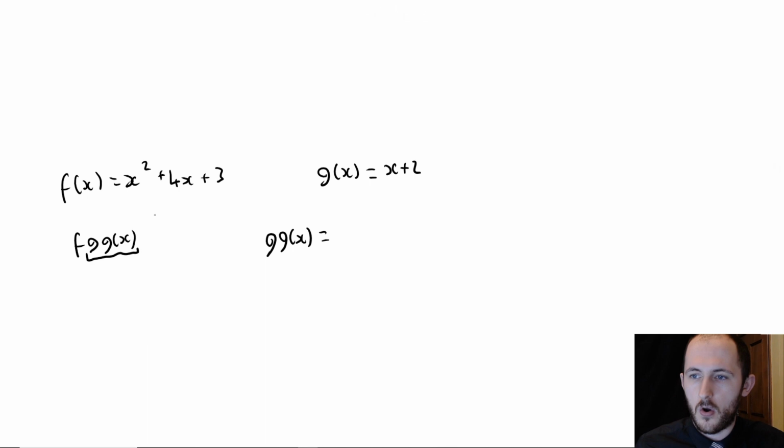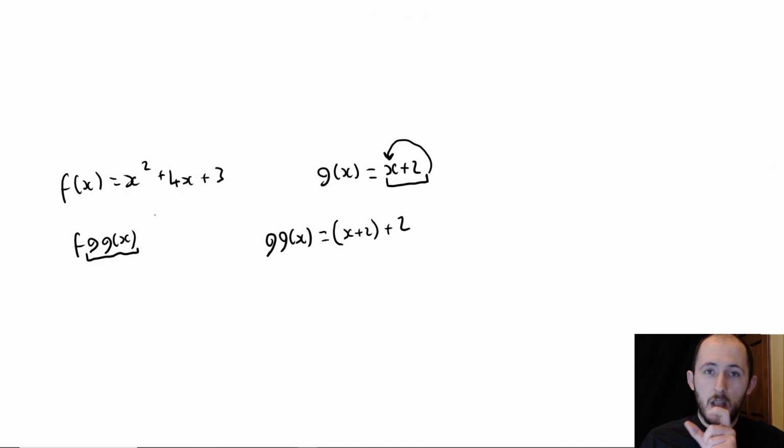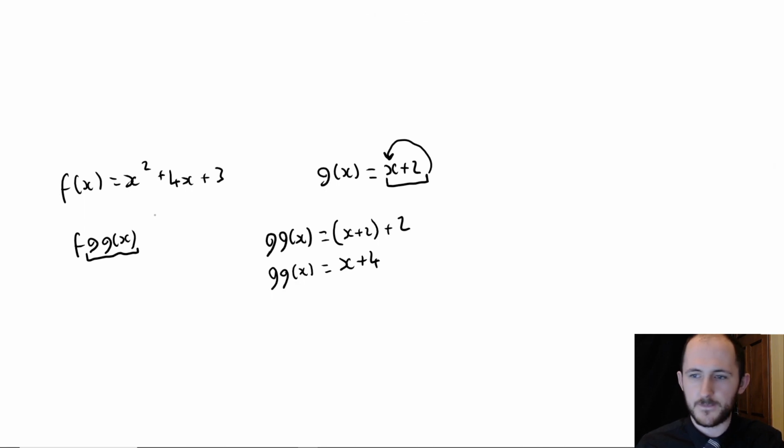If I take this whole function and sub it into itself, I'll get something along the lines of x plus 2 plus 2. Is everyone happy with that? All I'm doing is taking x plus 2 and replacing x with x plus 2. Perfect, x plus 4 then.